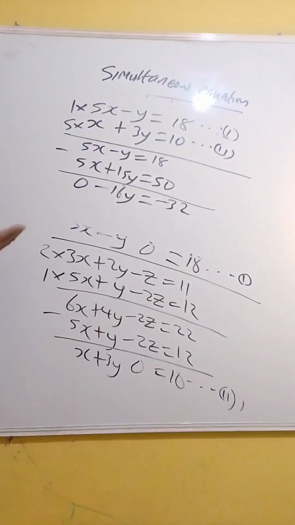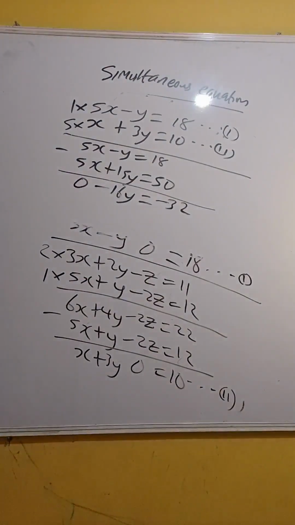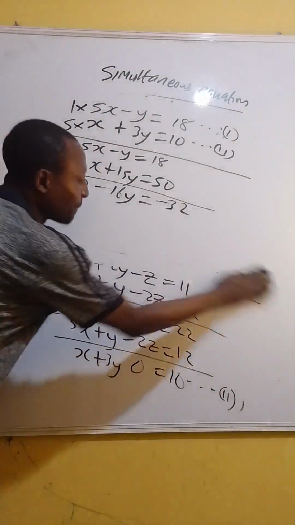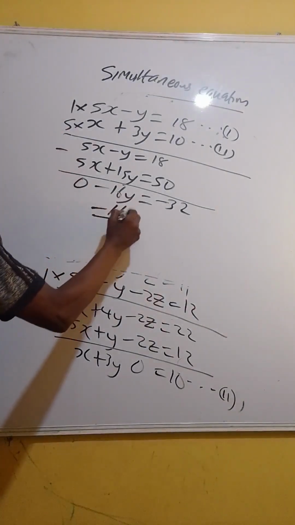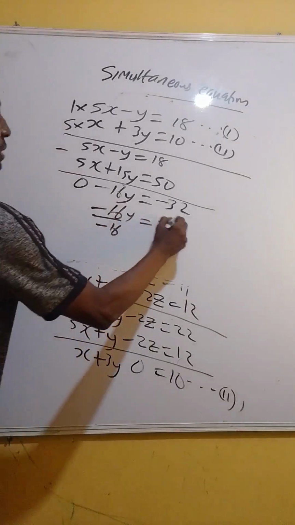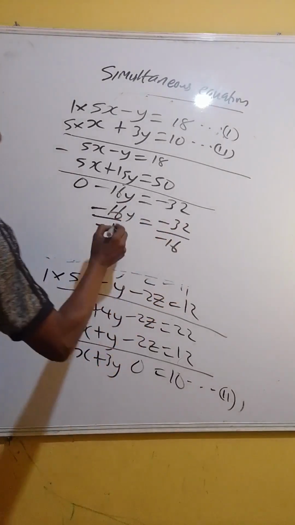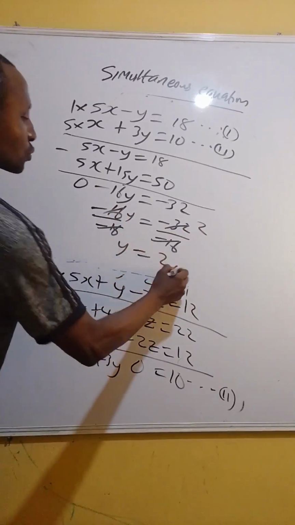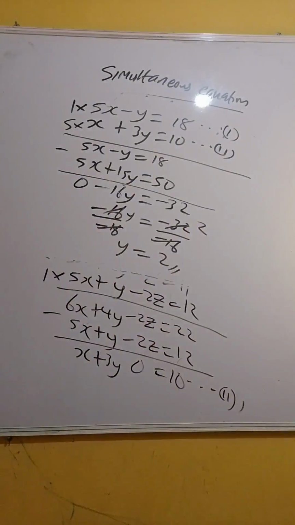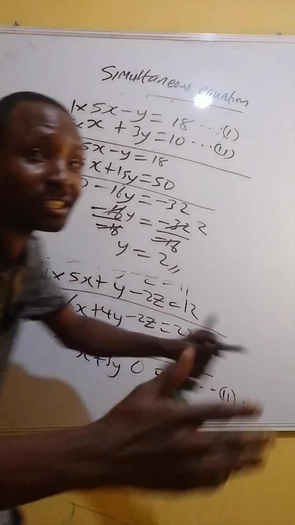So what do I do now to get my y? Divide both sides by minus 16. Y over minus 16 equals minus 32 over minus 16. This will cancel, this will cancel, and give us 2. Y equals 2. Hey, can you see? After everything we have done, y equals 2. Can you see the stress?